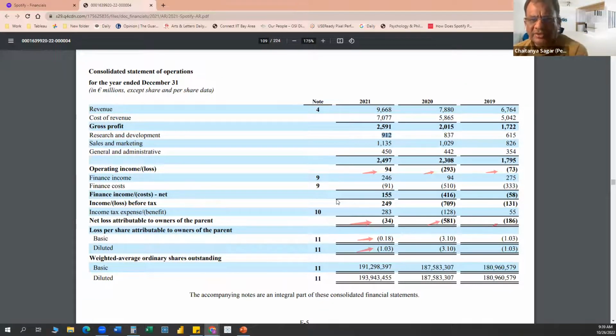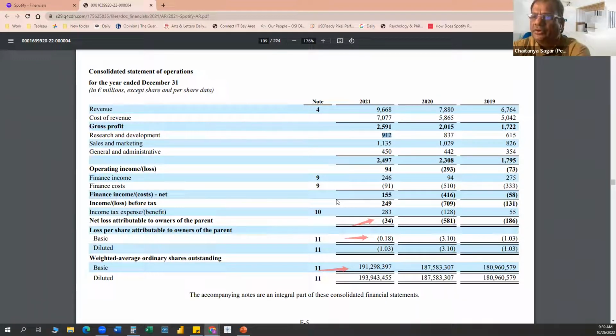I'm not so sure what this is. Weighted average ordinary shares outstanding. Shares outstanding, not EPS. Okay. So essentially what they do is they divide this with this number, which is weighted average ordinary shares outstanding, and they get this.